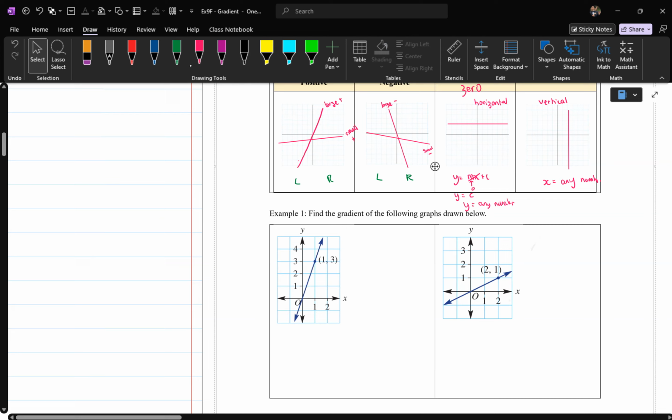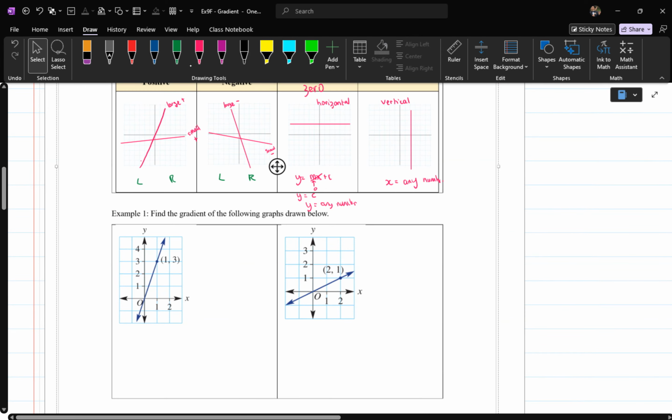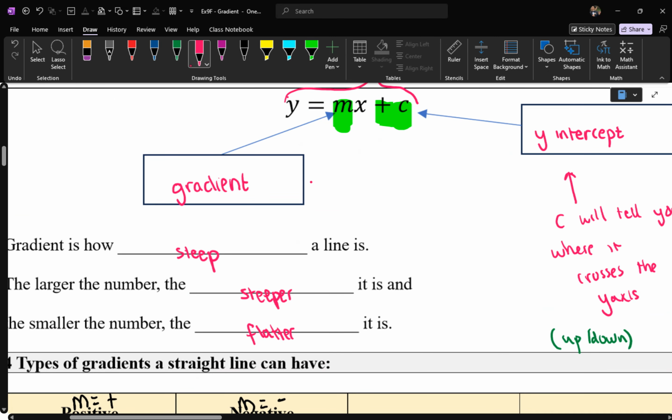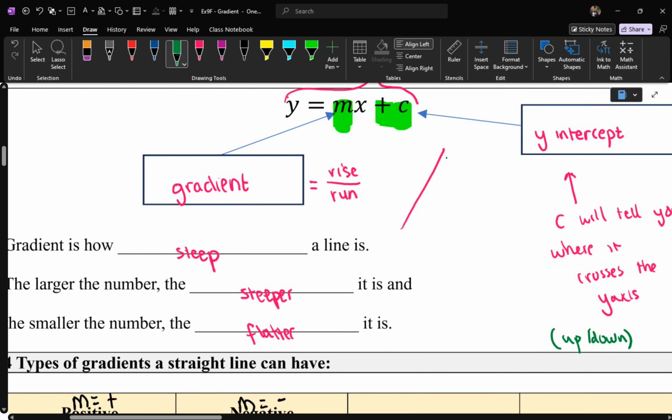So I want you to fill in here, how do you find the gradient? This is the technique. So go back to your notes here, and I want you to write just above, gradient is equal to rise over run. And basically, how does a line get really steep? The line gets steep because you go up or down a lot. So up or down a lot, there's a much larger number going up or down versus how much you go across. So for example, if I only took one step across and then I went up 5 steps, can you see how the line is really steep?